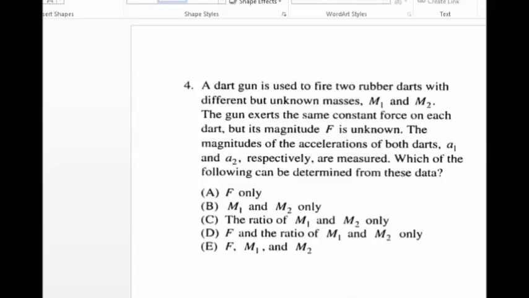Now the F is unknown, but the same force is applied on both M1 and M2, giving an acceleration of A1 and A2 respectively. So using Newton's second law, we can write down M1 A1 is equal to M2 A2. So A1 and A2 are measured, so we will be able to get the ratio of M1 and M2, having known A1 and A2. So the answer is C.